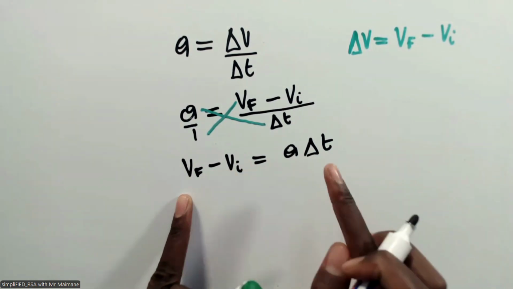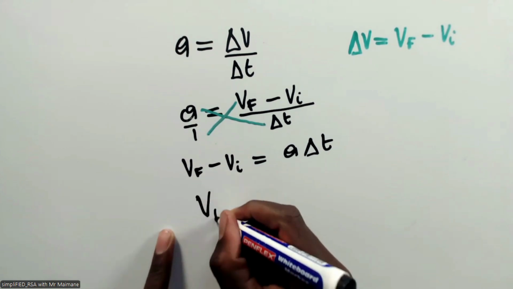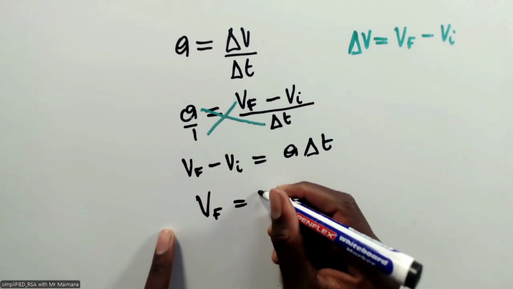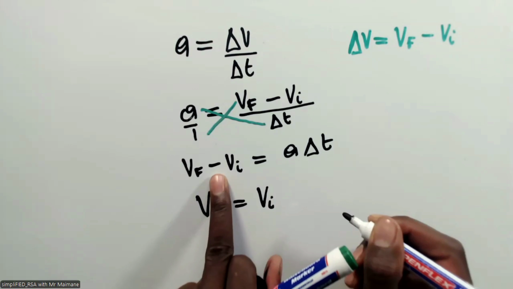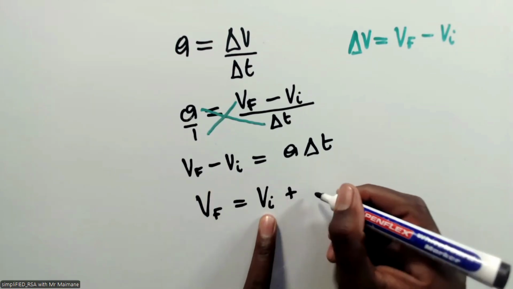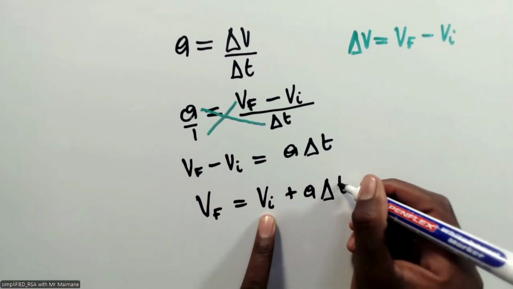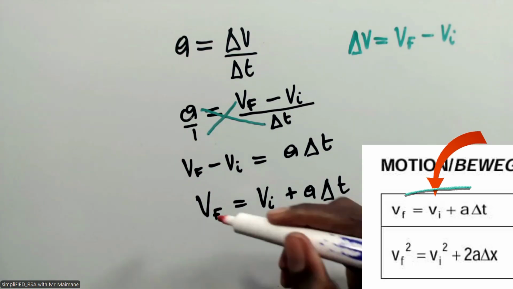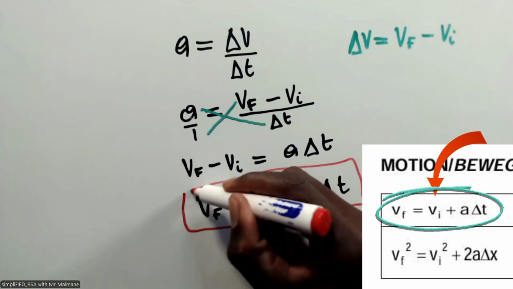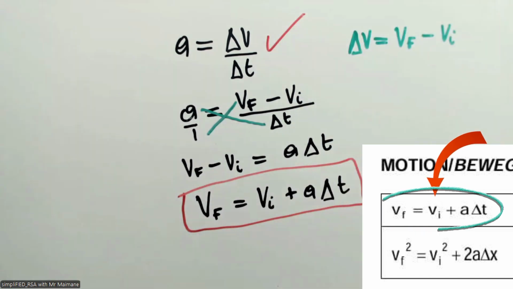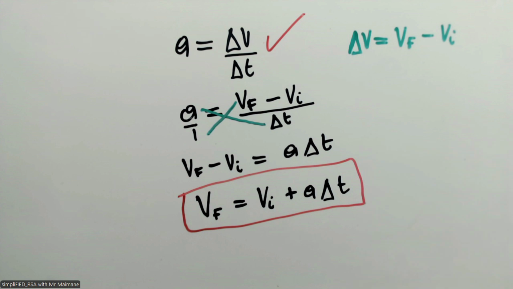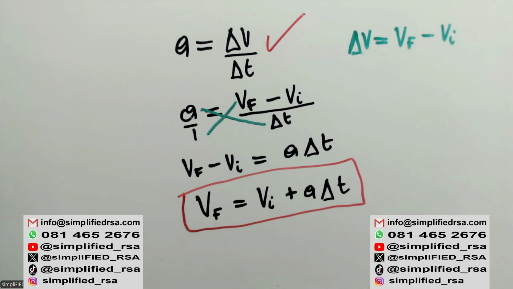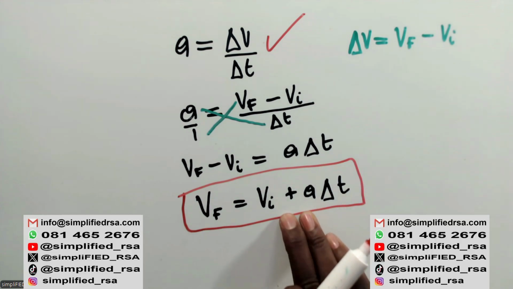If I take the initial velocity to the other side, I would have that final velocity is equal to initial velocity, it will change its negative sign and become a positive, plus a change in t. And then there you go. You have your first equation of motion that was derived from something that you know already. So all these equations of motion are not foreign. They are coming from exactly the information that you already know. It's just that the mathematics behind it led us to have this.